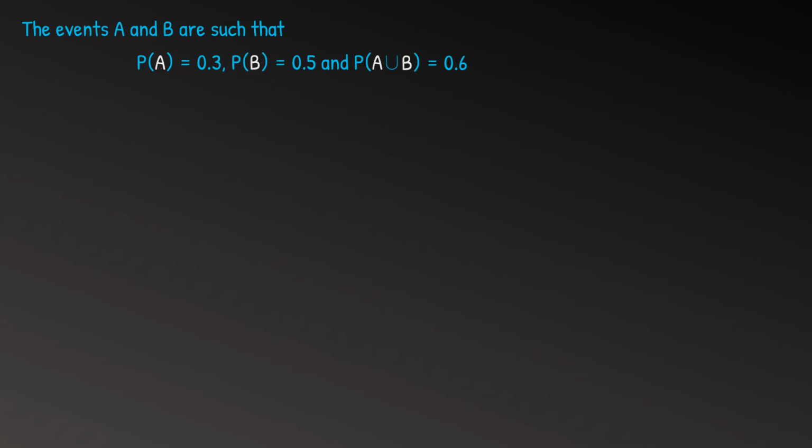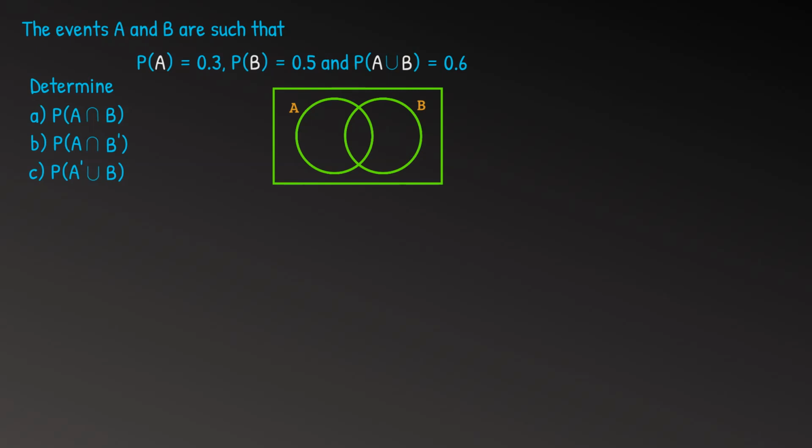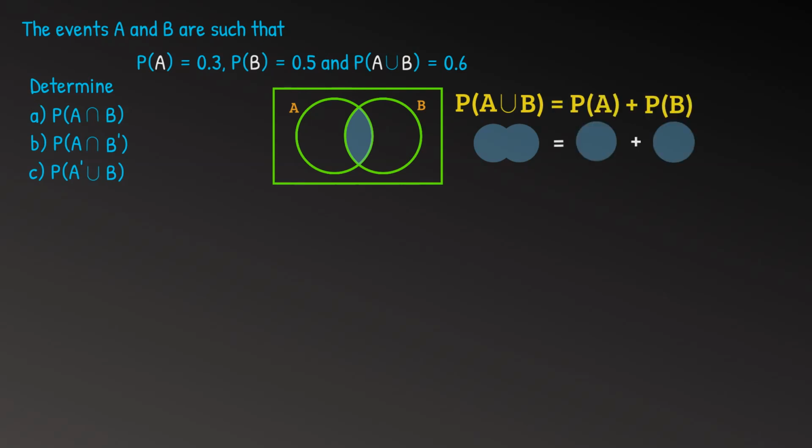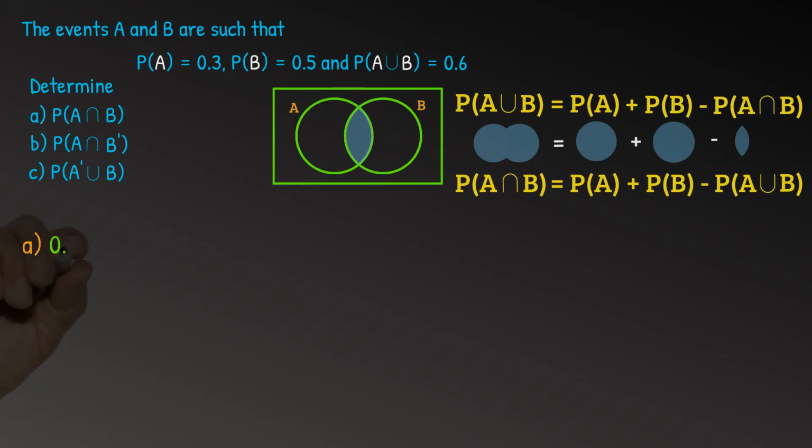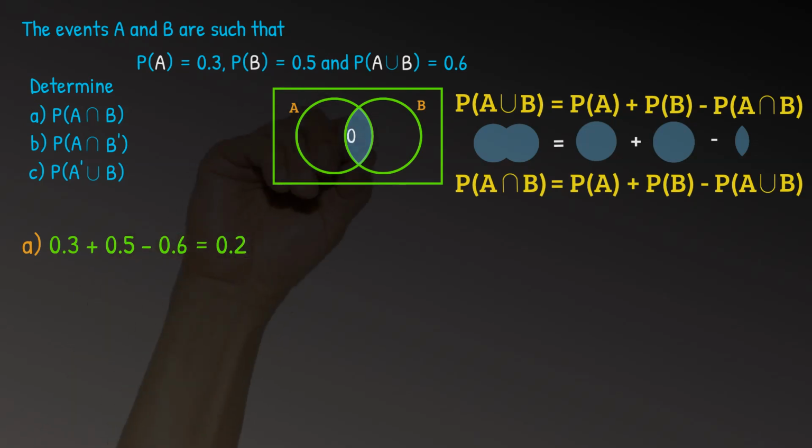So in the first question we're given the probability of events A and B and also the probability of A union B. Now we're asked to find the following. Starting with A, we have to find the probability of A intersect B. Well, we do know the probability of A union B is 0.6, and we also know the probability of A union B is equal to the probability of A plus the probability of B minus the probability of A intersect B. So we can rearrange this to get the probability of A intersect B equal to 0.3 plus 0.5 minus 0.6, which gives us 0.2.